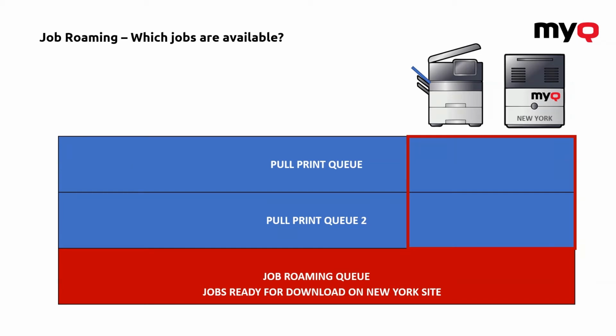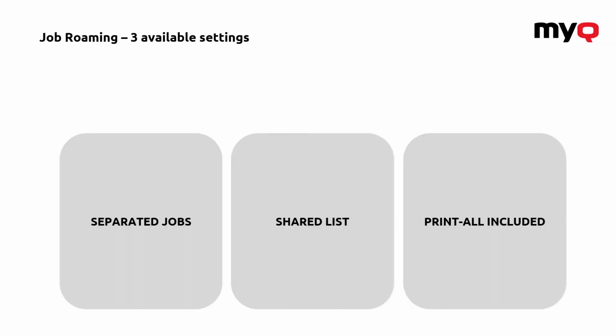Now, using the same principle, the system automatically collects all your print jobs from all your pull print and delegated print queues from every single site on which you are allowed to use the job roaming queue. Now, the next thing I would like to show you on another slide is about the available settings and 3 different behaviors the job roaming can actually have.